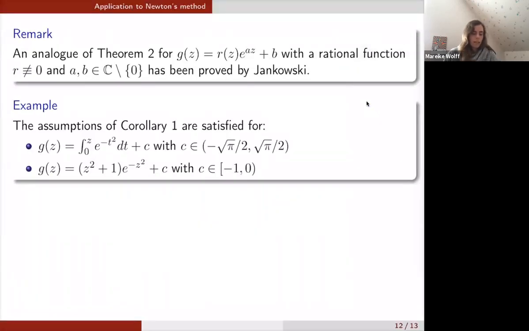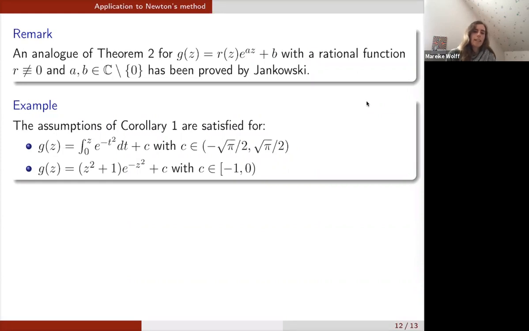Okay, then I would like to give some example. For example, the assumptions of corollary 1 are satisfied if g of z is the integral of e to the minus t squared dt plus constant between minus square root pi over 2 and square root pi over 2, or for g of z equals z squared plus 1 times e to the minus z squared plus c for c between minus 1 and 0, so that Newton's method for these functions converges to zeros of g almost everywhere in C.